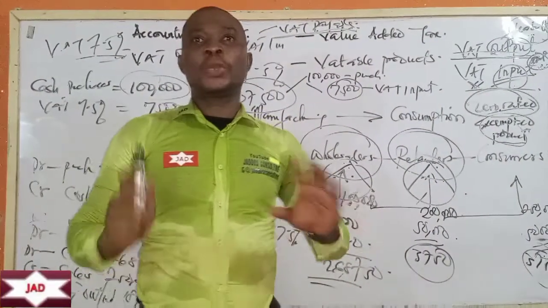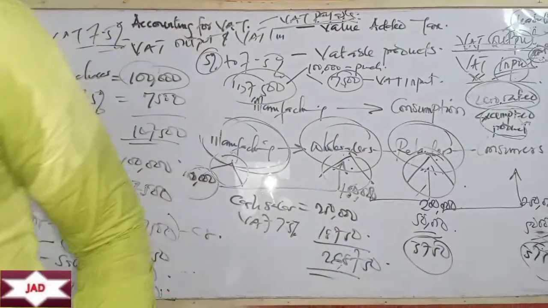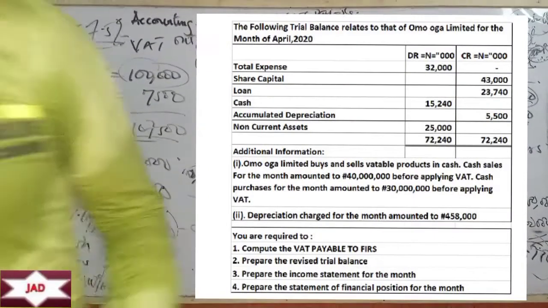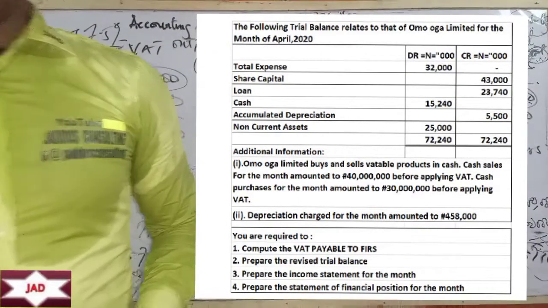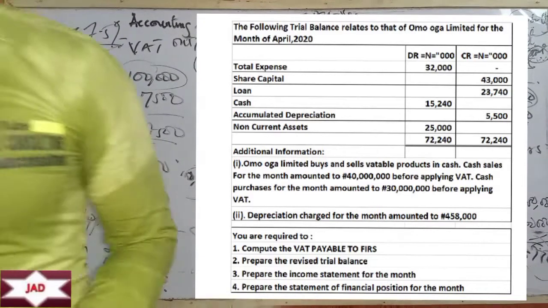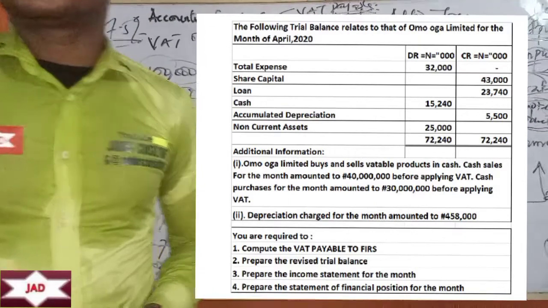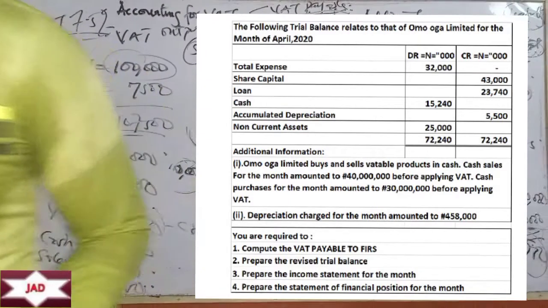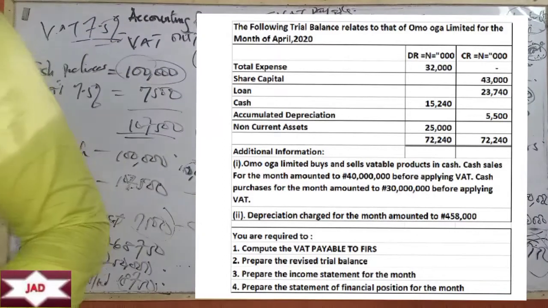So let's quickly take this short question. They said the following trial balance relates to that of Omo Oga Limited for the month of April 2020. We have total expense of 32 million, share capital 43 million, loan 23,740, cash 15,240, accumulated depreciation 5,500, and non-current asset 25 million. So total debit is equal to that.